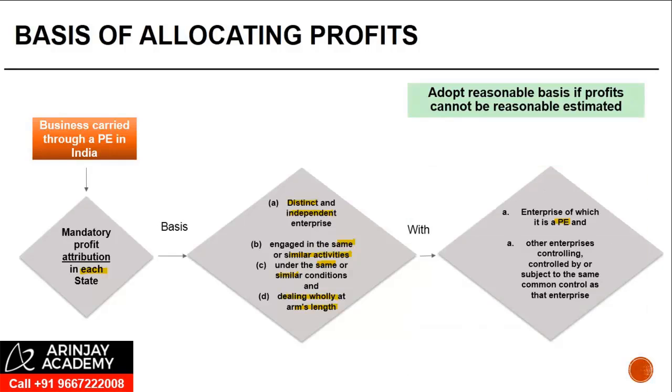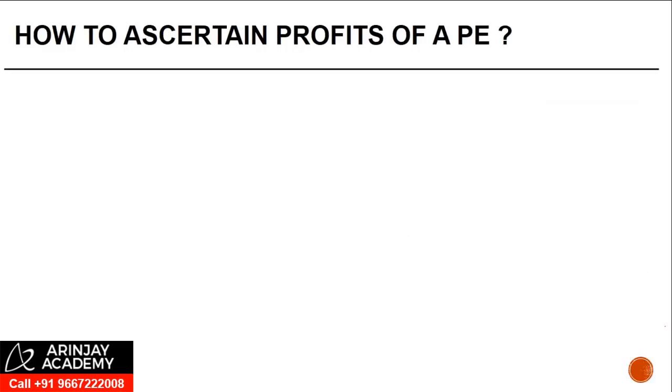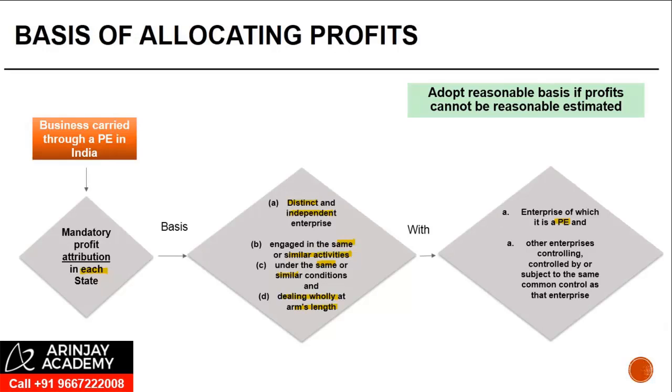Now, you have to adopt a reasonable basis if profits cannot be estimated otherwise. And if by virtue of application of this provision, the profits which are being allocated are more than what they are under the domestic laws, go by the domestic law. But if under the domestic law the attributable profits are higher, then you can always opt for the provision of the treaty.